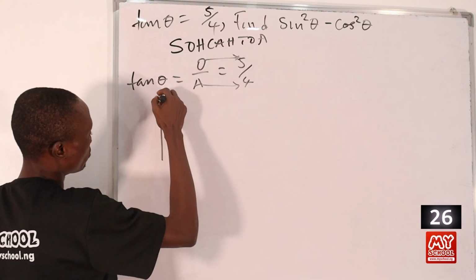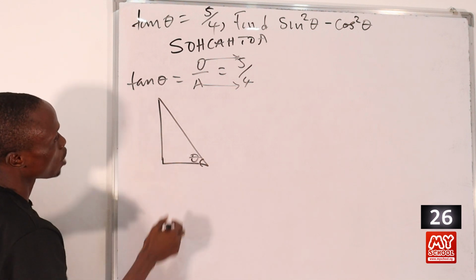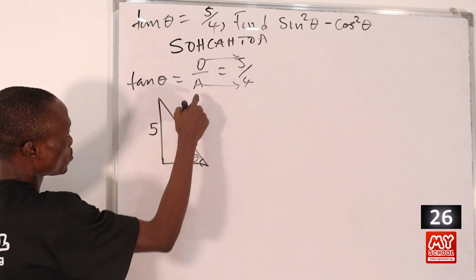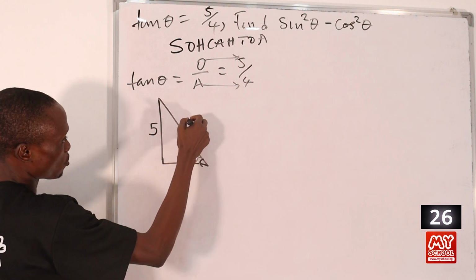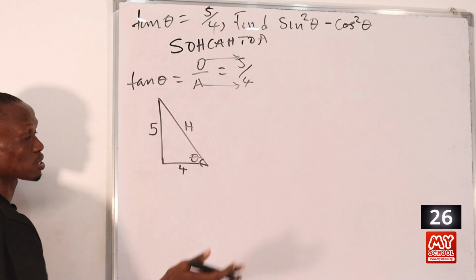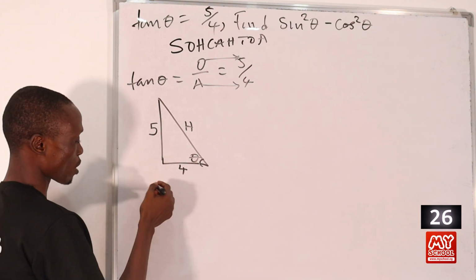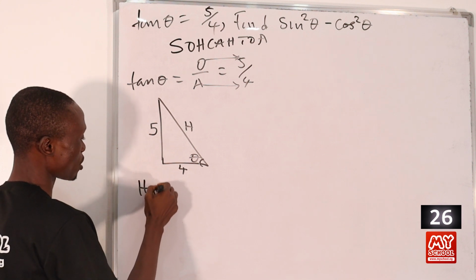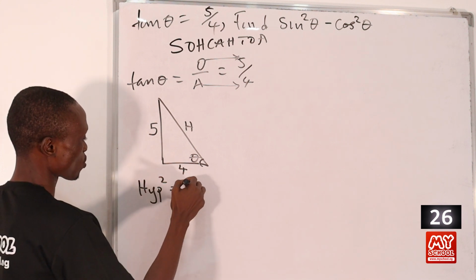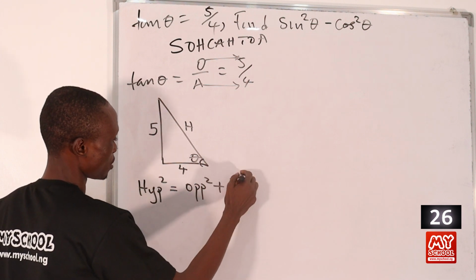So let's draw a right angle triangle. Let's say the angle is here. So we already know our opposite to be 5 and we know the adjacent to be 4. So we are looking for this part, right? To get this part, which is the hypotenuse, we just have to apply Pythagoras theorem. According to Pythagoras theorem, the square of the hypotenuse is equal to the sum of the square of the opposite and the adjacent.